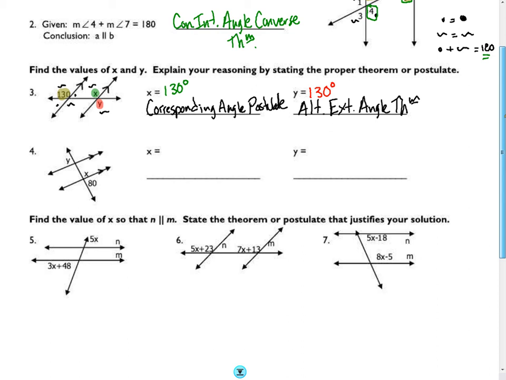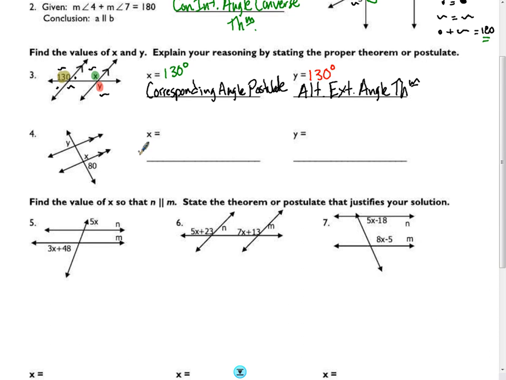Go ahead and try example 4 on your own. You can always follow along with me, but it's always good as you're going through the video lesson to try some examples on your own and then follow up with my explanation of each problem.